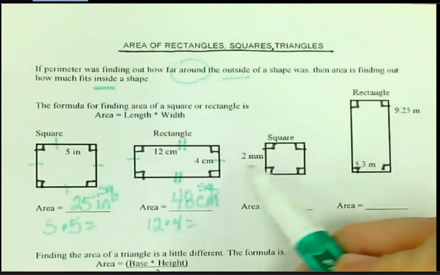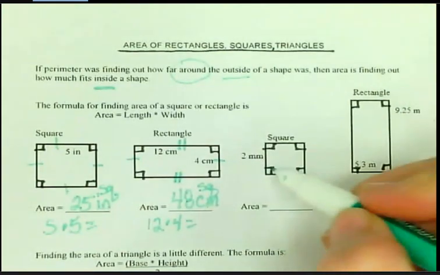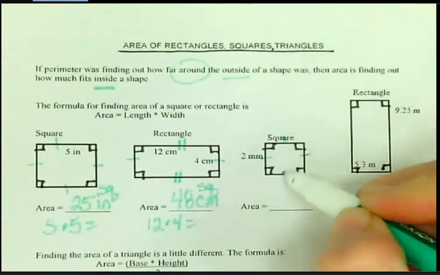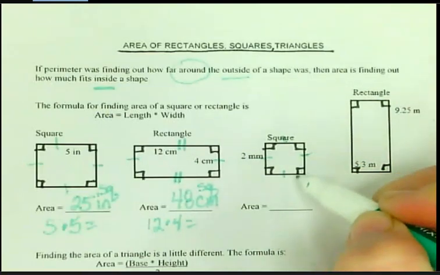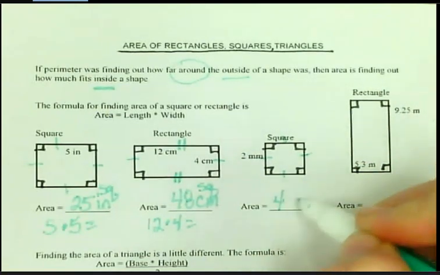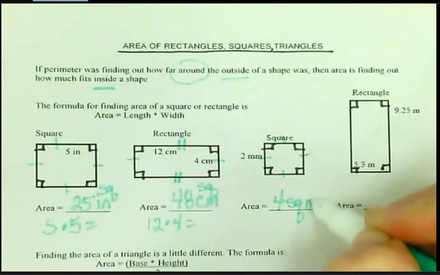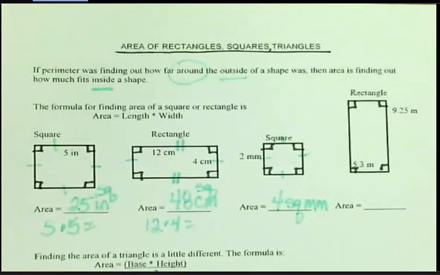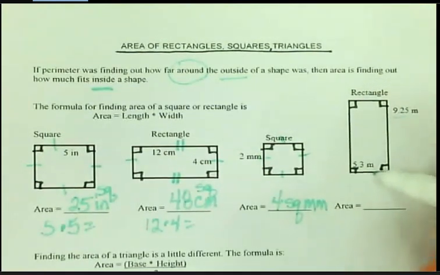So let's look at this. I have a square, 2 millimeters. And since it's a square, they're all the same. So 2 millimeters times 2 millimeters is 4 square millimeters. Okay? 4 square millimeters. Now, here's a rectangle. What am I going to multiply? Exactly right. 9.25 times 5.3.